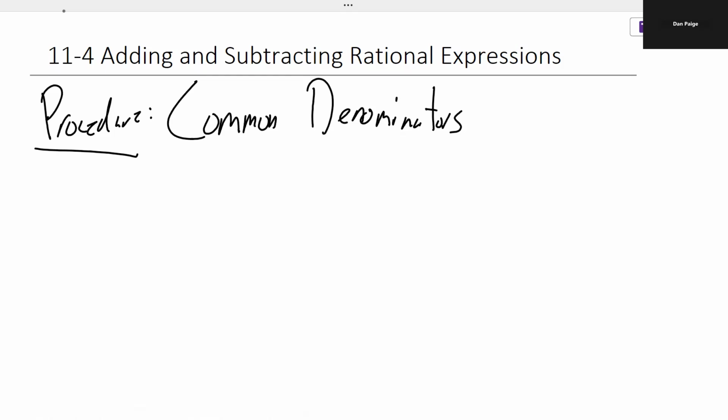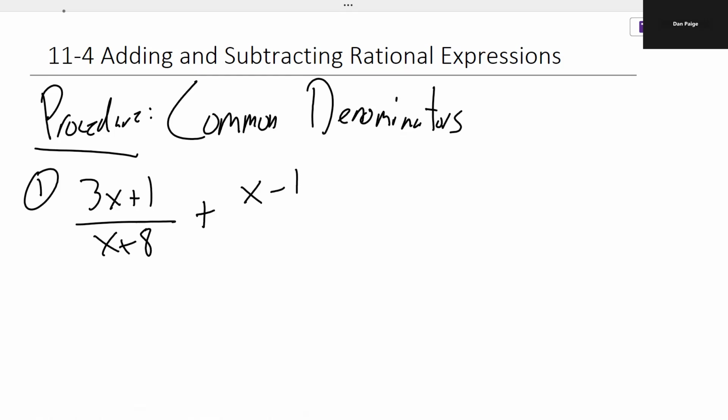When you first learn how to add and subtract fractions, they have the common denominators for you already, right? That's going to be the same thing with this. We're going to start where it already has common denominators. So it could be something like this, and the first ones are super easy. It would have, I don't know, 3x plus 1, and the denominator could be anything, like x plus 8. And then plus something else, like x minus 1. Whatever, I'm just making stuff up.